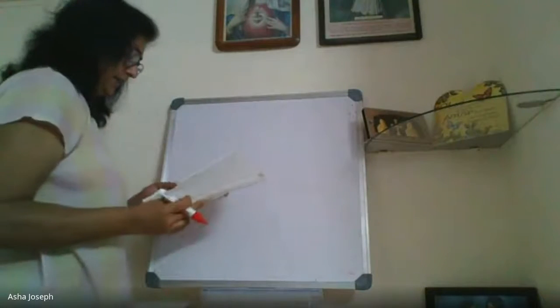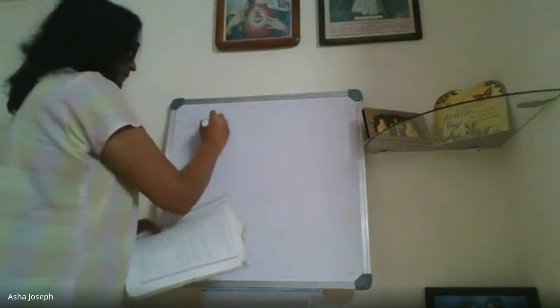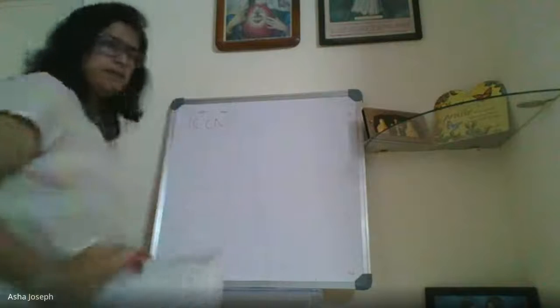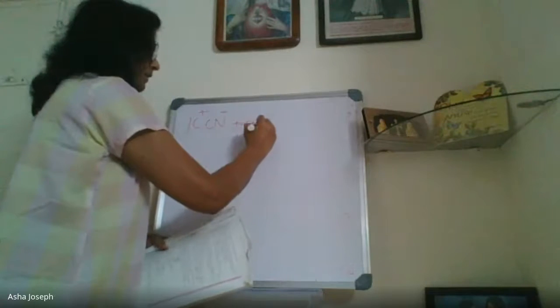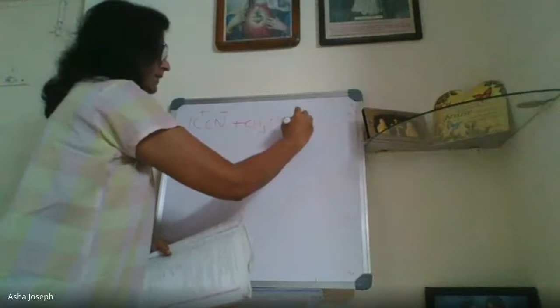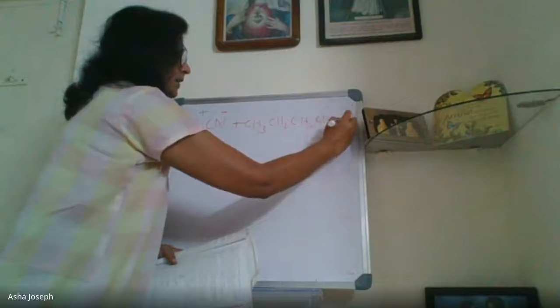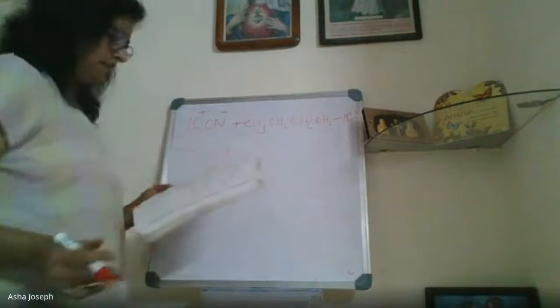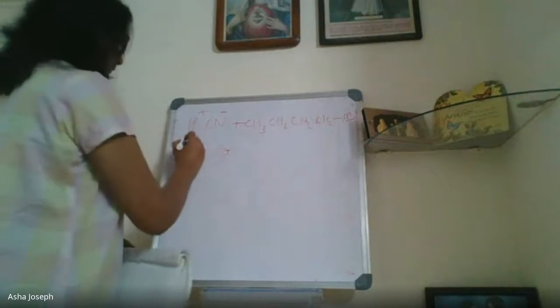So for this reaction, normal butyl bromide, KCN. KCN is an ionic compound, and normal butyl bromide is CH3, CH2, CH2, CH2, Br. And they said ethanol.